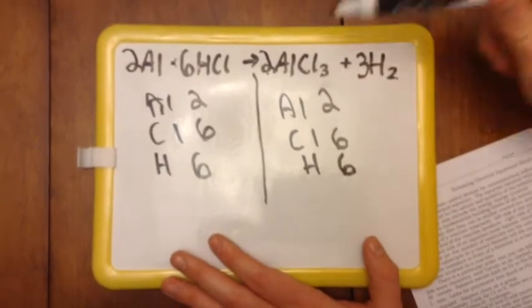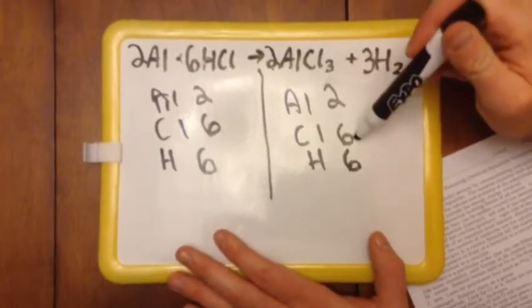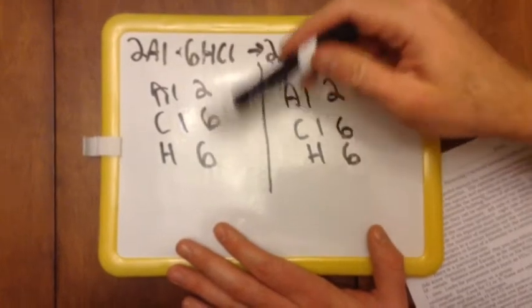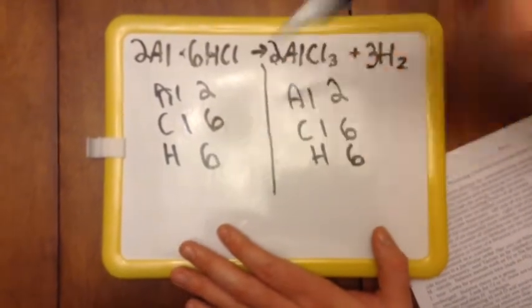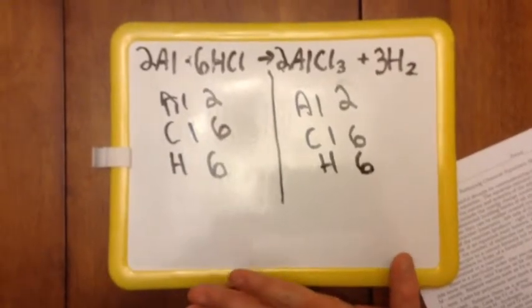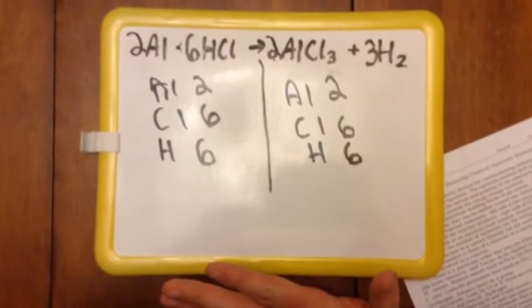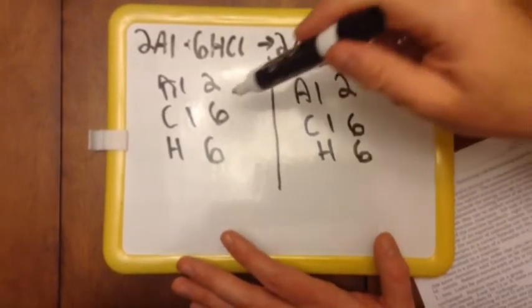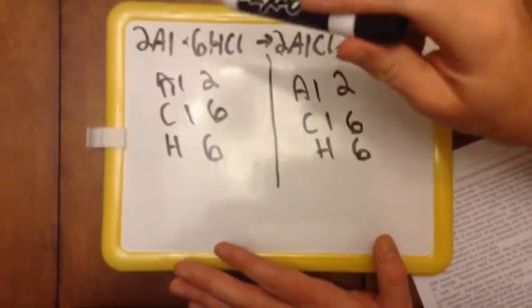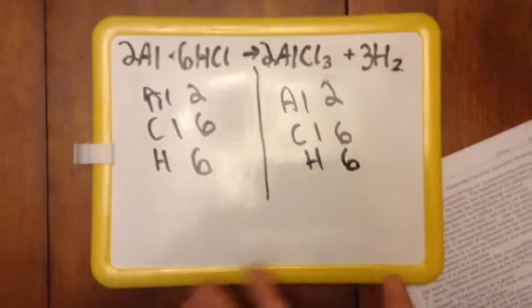How many chlorine do we have over here? There's 6. How many do we have over here? Well, 2 times 3 gives us 6. And for hydrogen, we've got 6 hydrogen here, and 3 times 2 gives us 6 hydrogen there. That one is finally balanced. Sometimes it takes that many steps to do it. You just have to stick with the process, go back and forth, make only one change at a time and always double check your counts. And you can get any one of these.